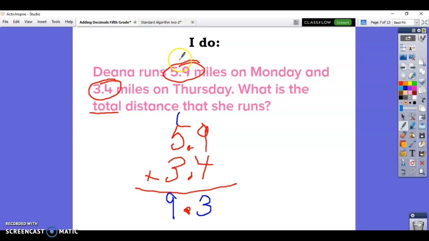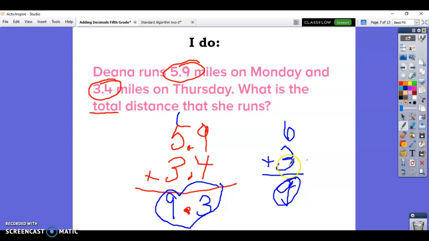Now, if I were thinking about estimation, 5 and 9/10 is close to 6. So it's about 6 miles. And 3 and 4/10 is about 3. So I rounded it to the nearest whole. Then I added it. Therefore, it is about 9 miles. So that's how you can kind of check to see, are they close? Yes, they are. So we probably did that correct. All right.